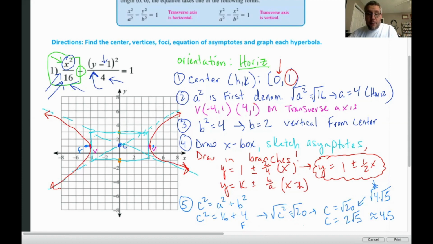I got to remind us that we want to use radical or exact values in our answers. So let's go over that a little bit again. So I said negative 4.5, comma 1. Remember that 4.5 is very approximate for 2 root 5. So it's actually 2 root 5, comma 1. That one's to the right, and the one that's to the left is negative 2 root 5, comma 1.